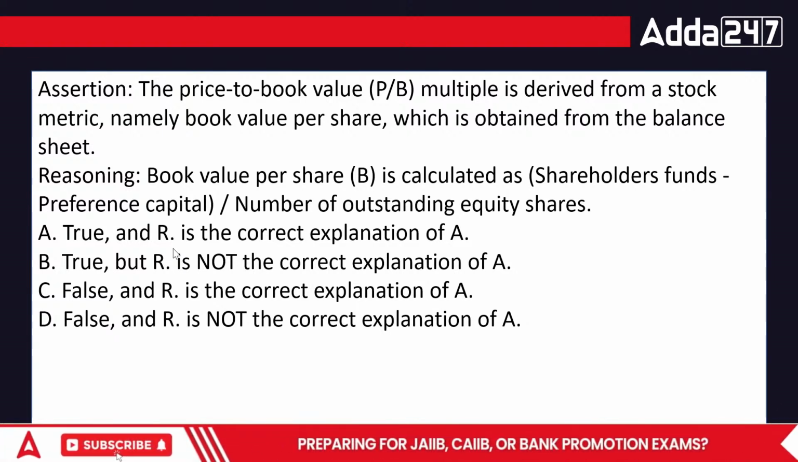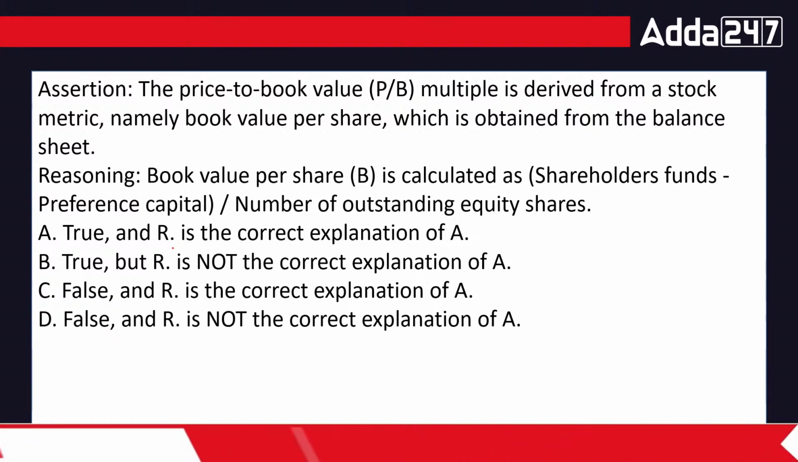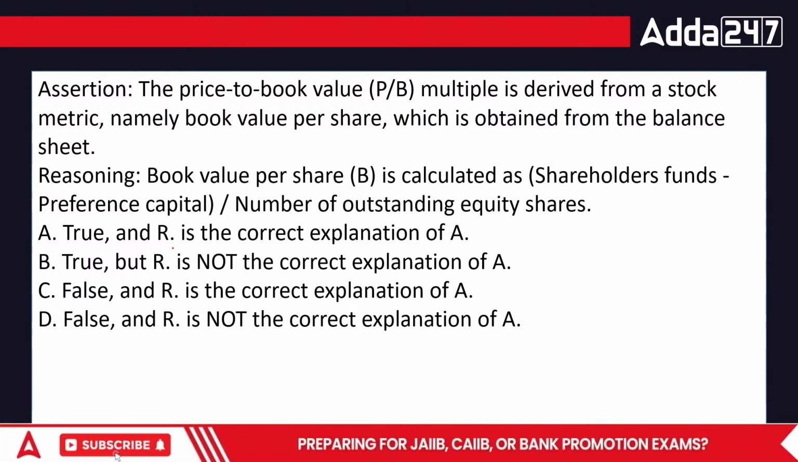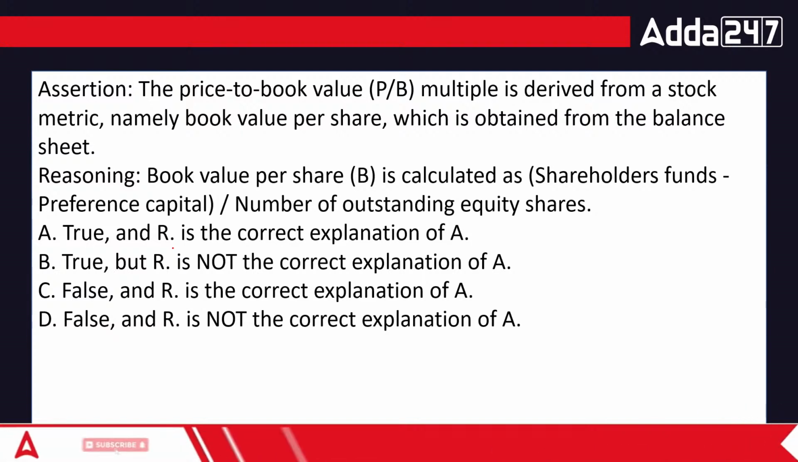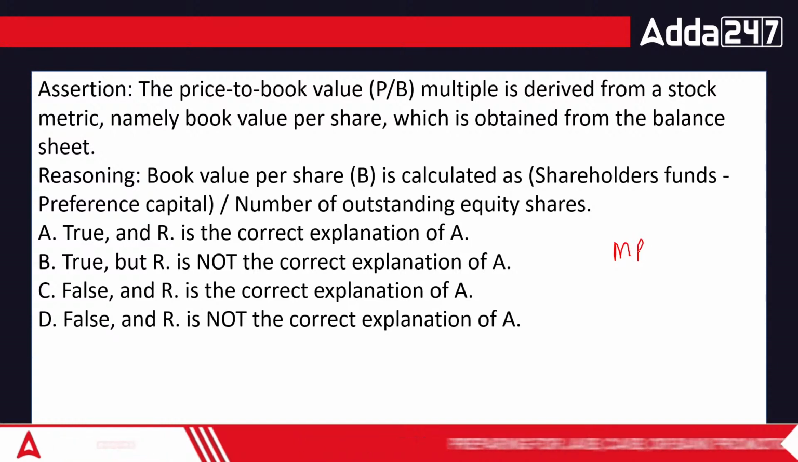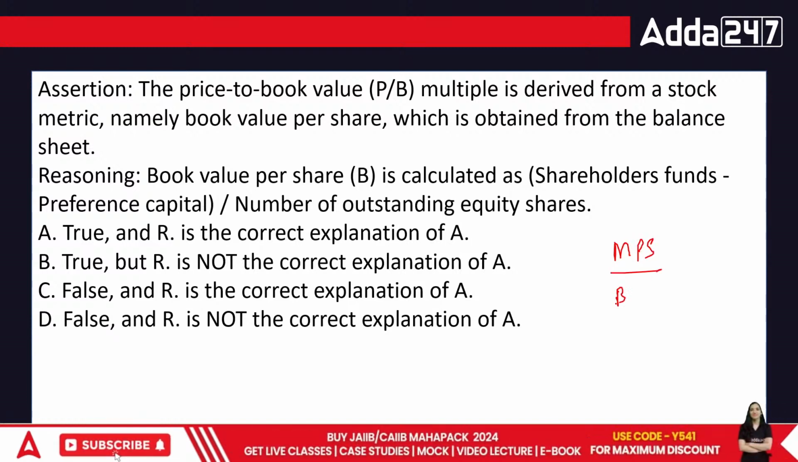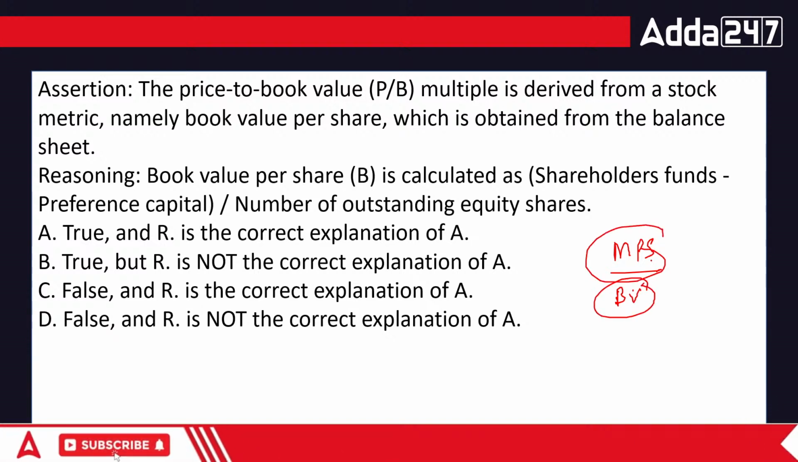PB multiple. This multiple is actually better than sometimes PE multiple, because sometimes when the market is not good, PE multiple is not a good base. When PE multiple is not a good base, we have no other option but to move towards PB. You take the market price per share and divide it by the book value per share. This particular chapter is something that I strongly believe is very important. MPS upon BV, book value. This is the point.